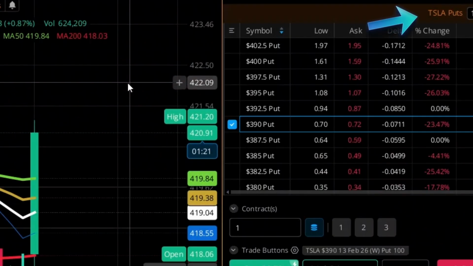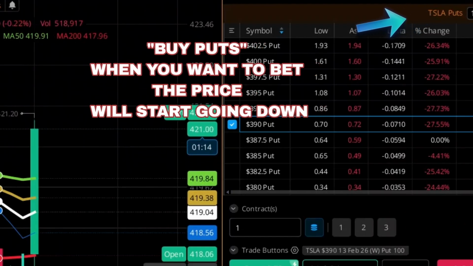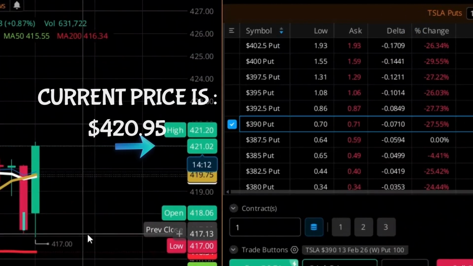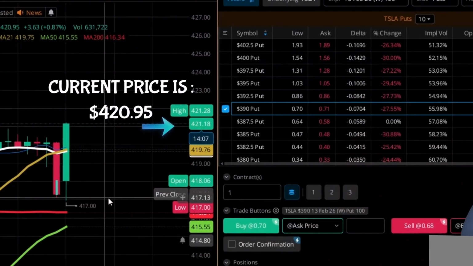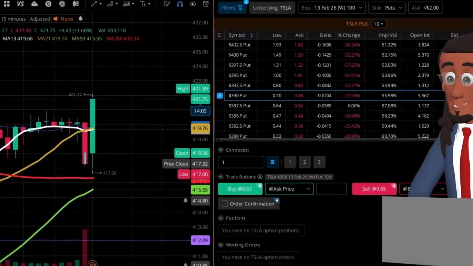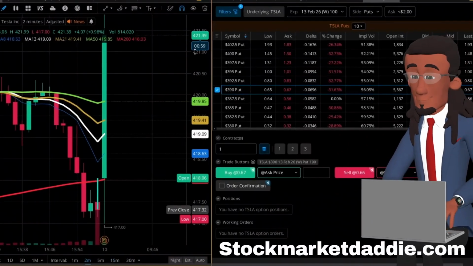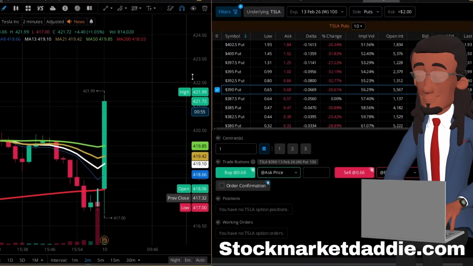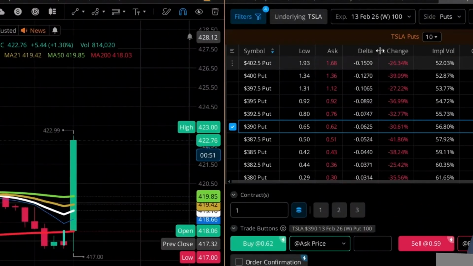All right, so we're looking at a 390 put. Now, buying puts is when you want to bet the price will start going down. So we have this big green power bar. That's the name of this event. This green candle, the current price is $420.95. So if we wanted to bet that it was going to go down, we will buy a put. But based on what I'm seeing, we have this big powerful event clearing all of the candles to the left, and it's coming from a prime location, which is the 200 period moving average.